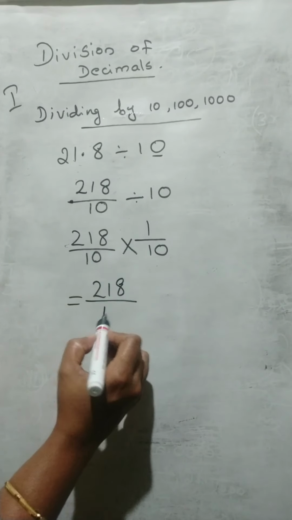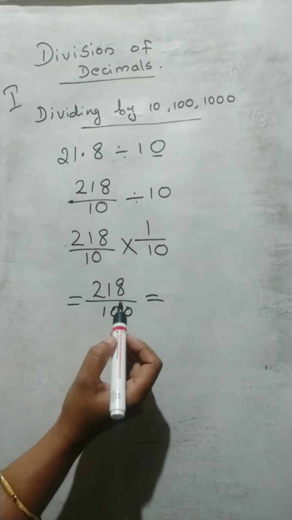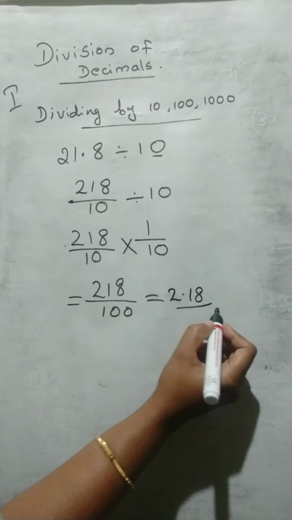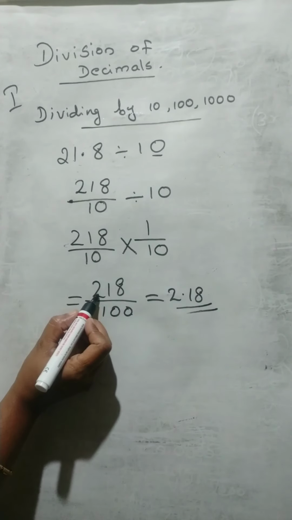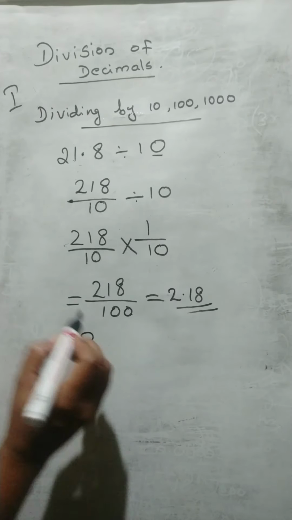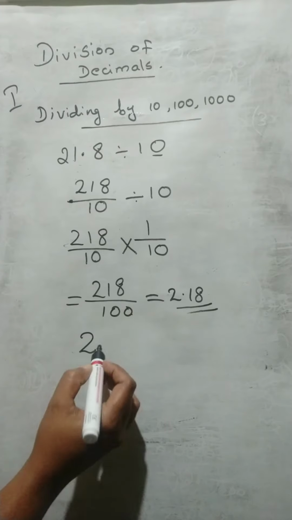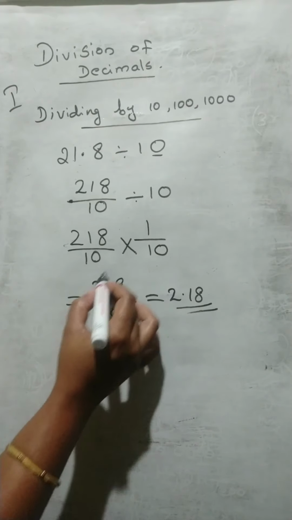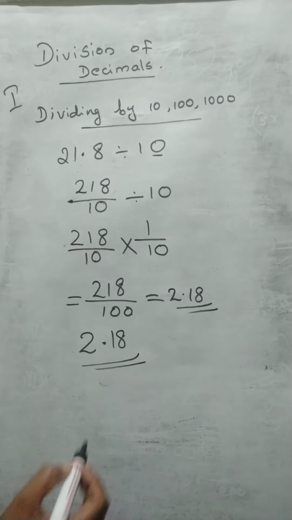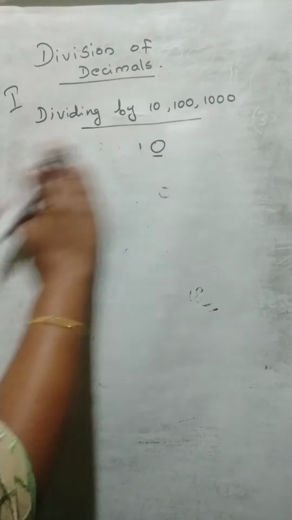10 times 10 is 100. Here we are dividing by 100. So what about the 2 zeros? So 2.18 will be there. How many hundreds are there in 218? Complete 2 hundreds are there. Then what is the remainder? Remainder 18 will be there. Right? That we can write as 0.18. Clear?